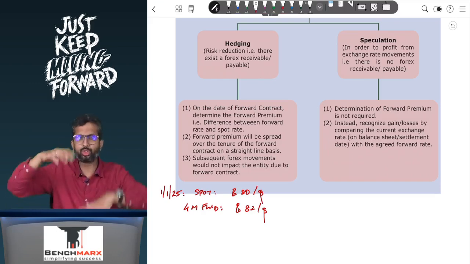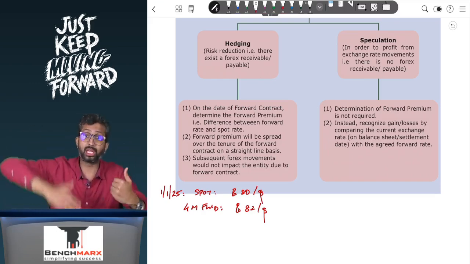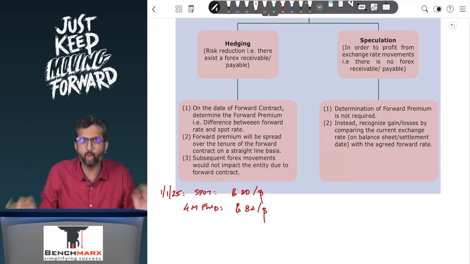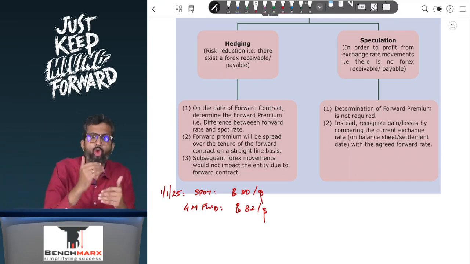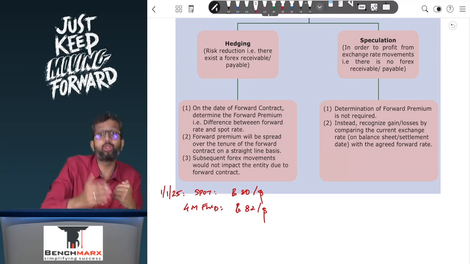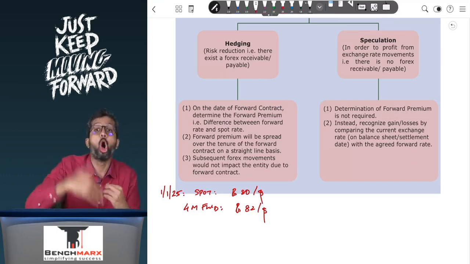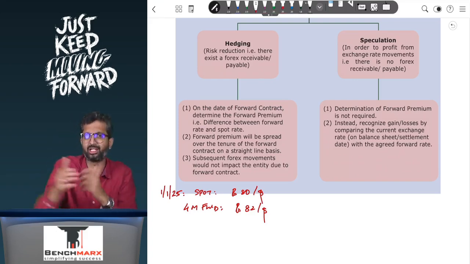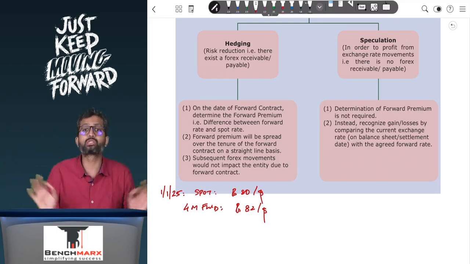However, earlier what you used to do is, you used to say that this 80 can become 90, 95, monetary items, you will have to remeasure it at the closing rate. Now we say that whatever be the exchange rate, for this which is 80, eventually over 4 months, not immediately, over 4 months, I'll have to pay 82 rupees. So slowly, I will amortize the 80 and take it towards 82 rupees. This is called forward premium.